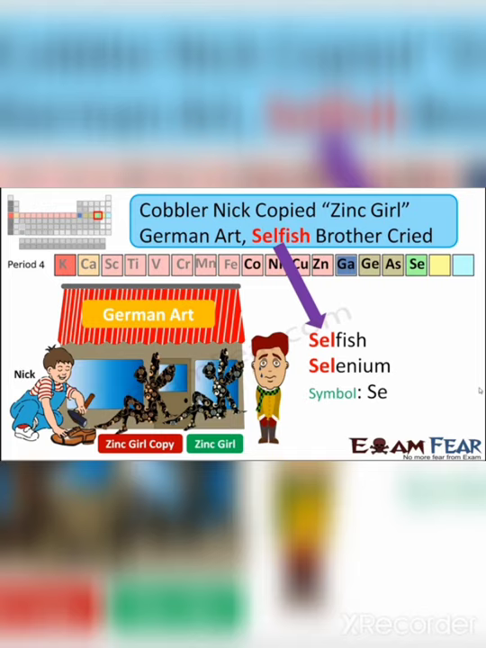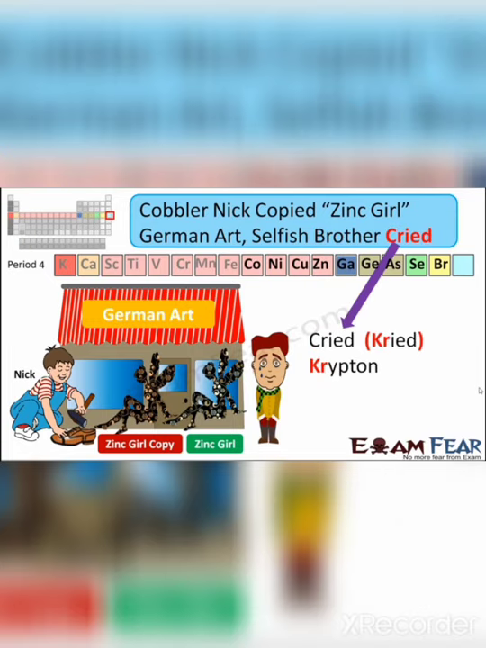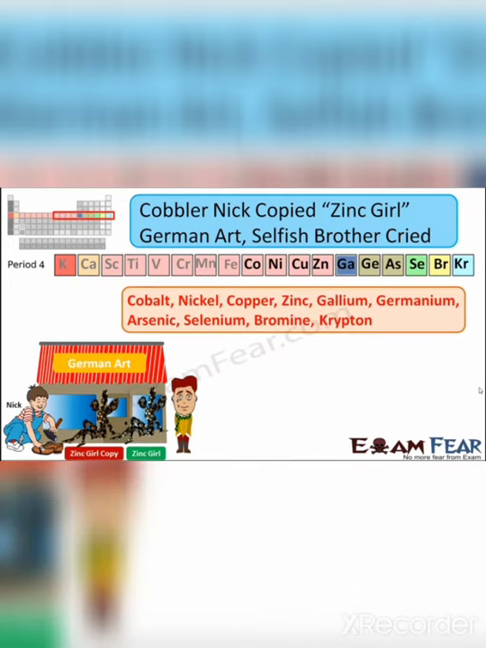Selfish reminds of selenium. So sel in selfish, sel in selenium. Brother reminds of bromine. So you have a bro in brother, you have a bro in bromine. And finally, cried reminds of krypton. So here, just focus on the pronunciation. In cried, you have cr. In krypton, you have cr. So finally, the memory tip for the elements in the second half of period 4 is: cobbler Nick copied zinc girl German art, selfish brother cried.